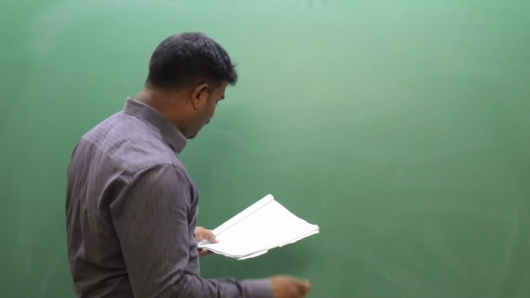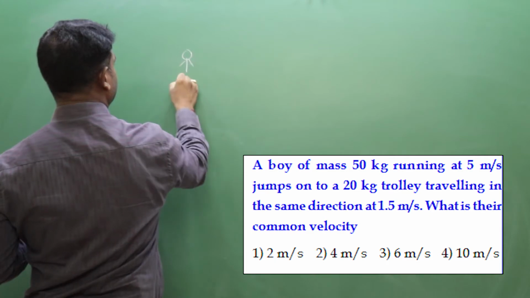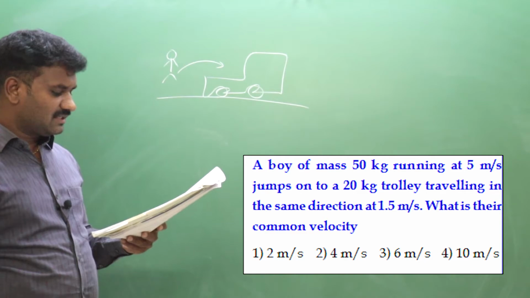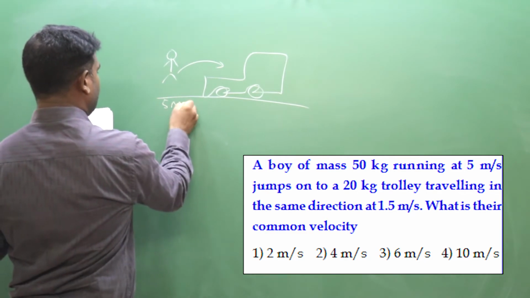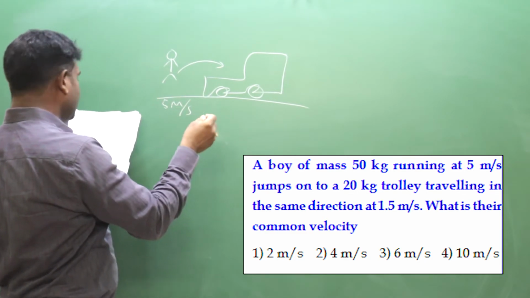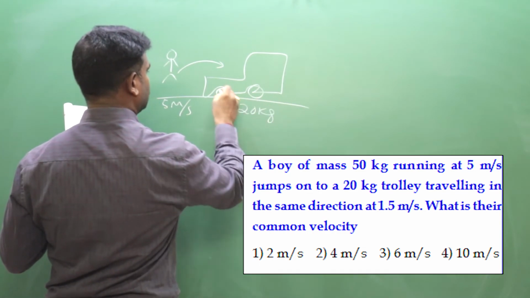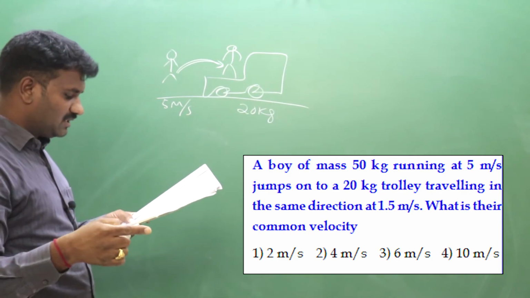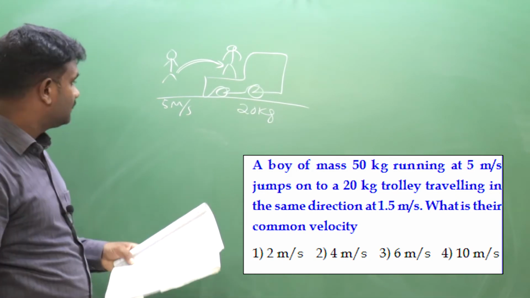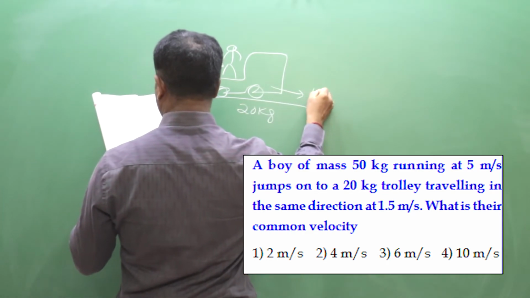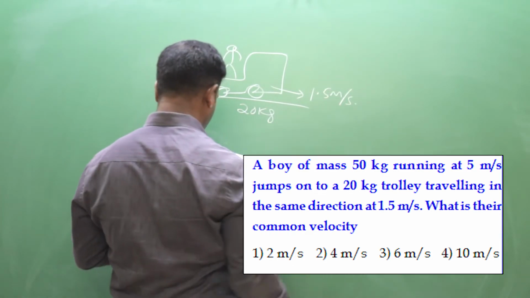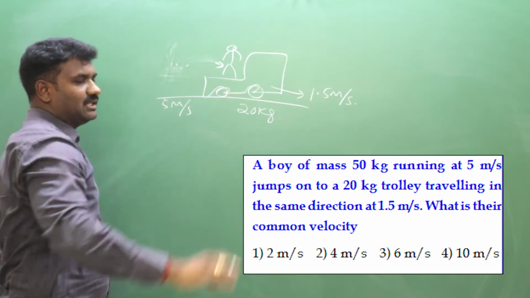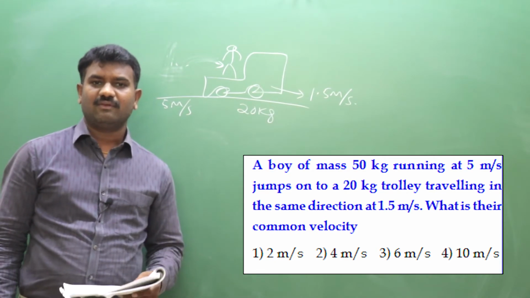Over. A boy of mass 50 kg running at 5 meter per second jumps onto a 20 kg trolley, like this, in the same direction at 1.5 meter per second. Okay, this trolley is moving with the speed of 1.5 meter per second. Now what happens the moment when he jumps onto this trolley, they move together. Now the question is, what is their common velocity?